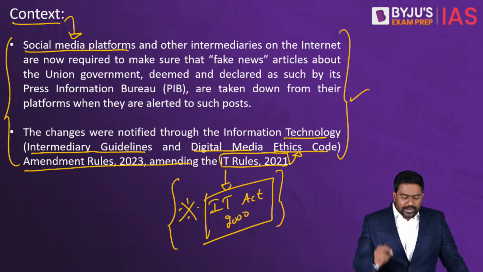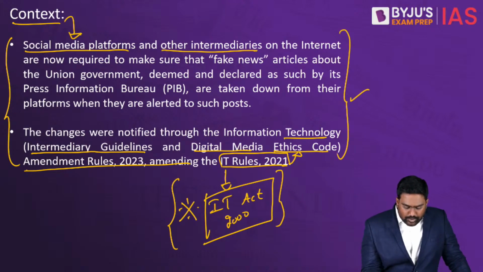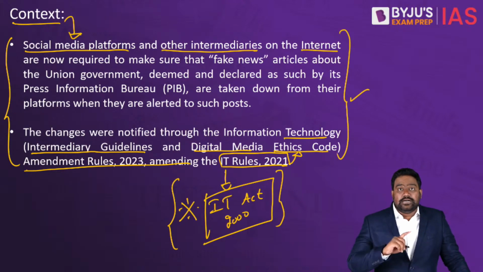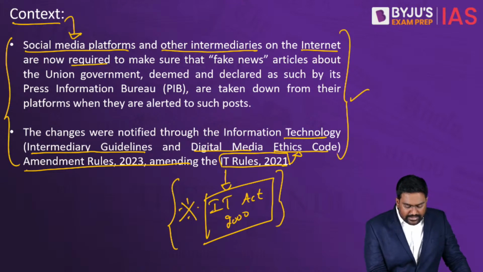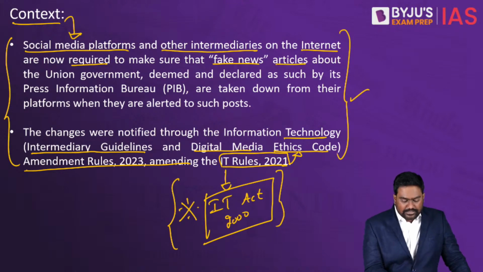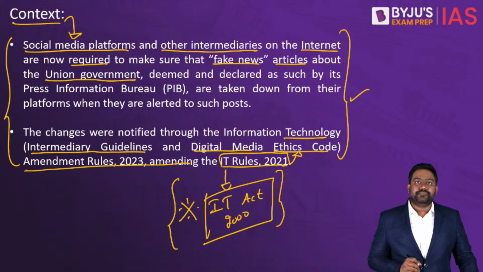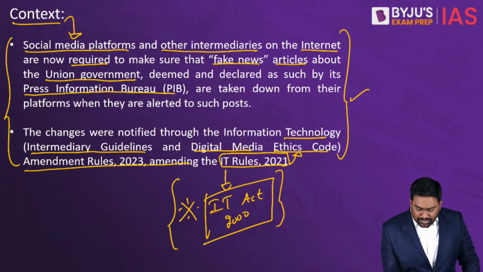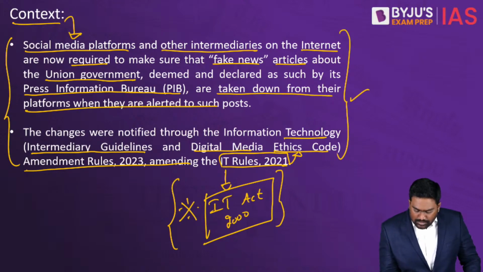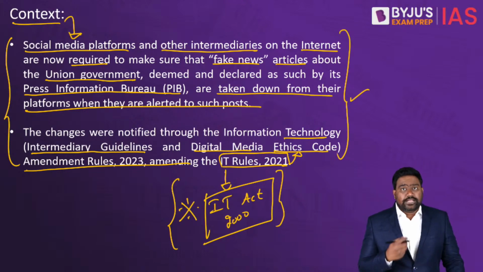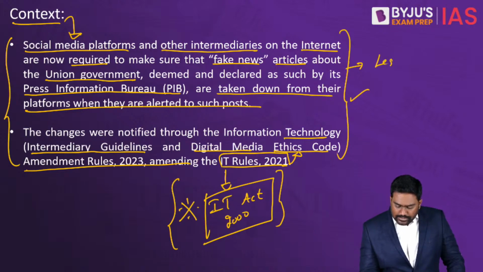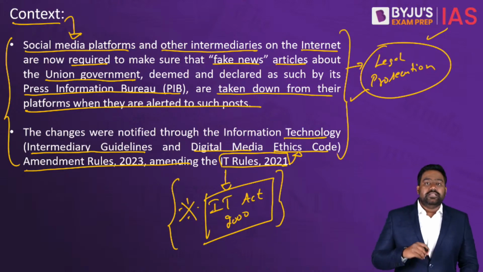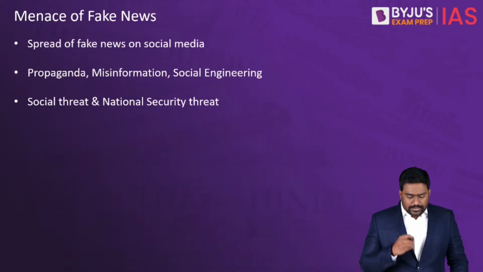Now these rules have been amended by the ministry, and accordingly social media firms and other online intermediaries are required to ensure that if any fake news about the union government has been flagged by the Press Information Bureau, it has to be taken down from their platforms, or else they will be liable for legal prosecution. This is what the notification says. Now let's look at this in more detail.